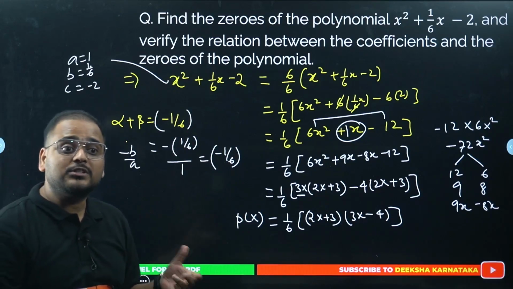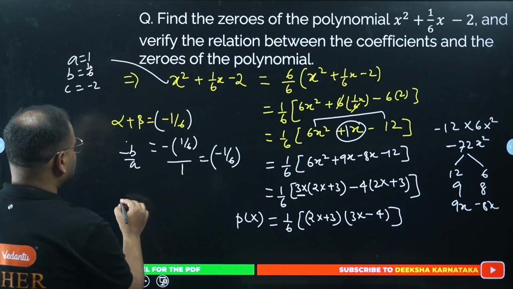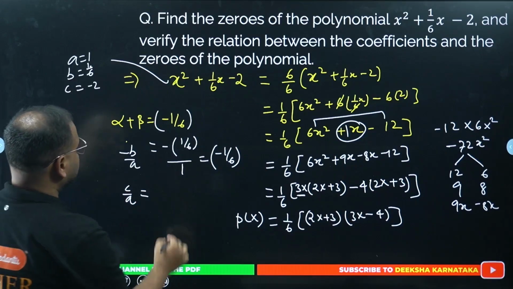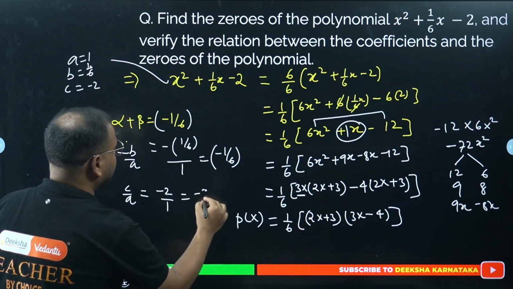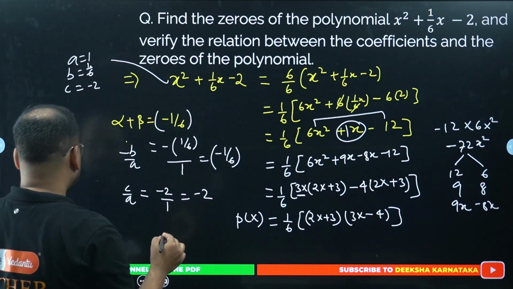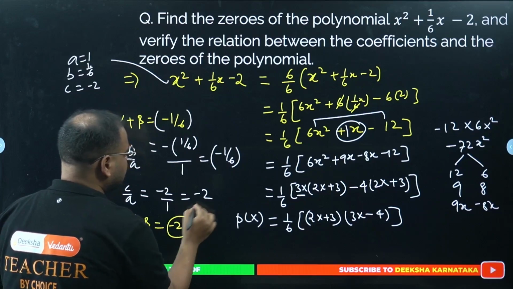It means the sum of the roots is equal to minus b by a. For the product, take the product. What is the product? C by a. What is c? Just minus 2. What is a? 1. So what is it? Minus 2. And what was the product of the roots coming as, if you remember? Alpha beta was minus 2.